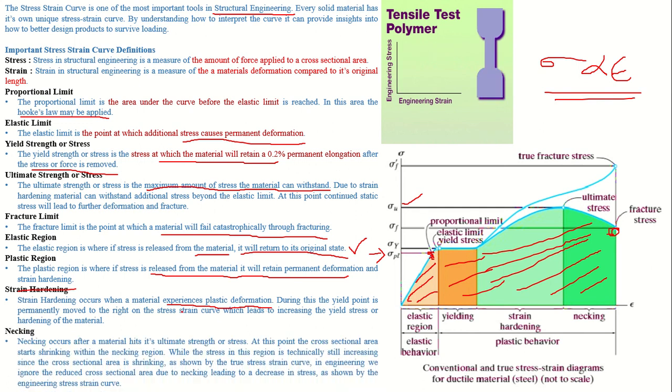Then necking. Necking is the phenomenon after the ultimate limit, where wherever the material is weaker, it is going to shrink in area. That is called necking formation.